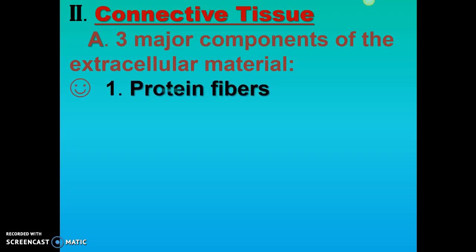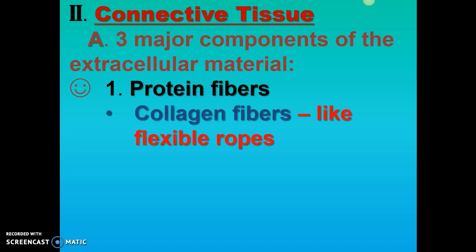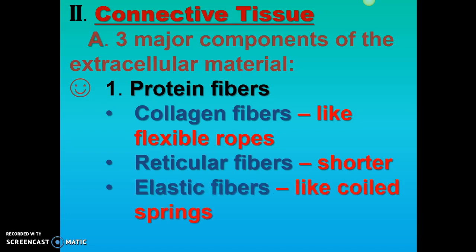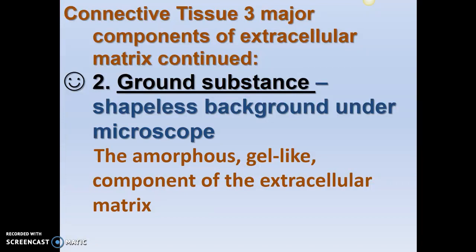First major component is protein fibers, and there's 3 types of protein fibers. There's collagen fibers, which are strong and rope-like, and make up tendons. There's reticular fibers. They're shorter. They help fill out the connective tissue that holds your skin to your muscles. And there's elastic fibers, and they are just like it says, elastic. They're coiled like springs, so your ears and nose can bounce back.